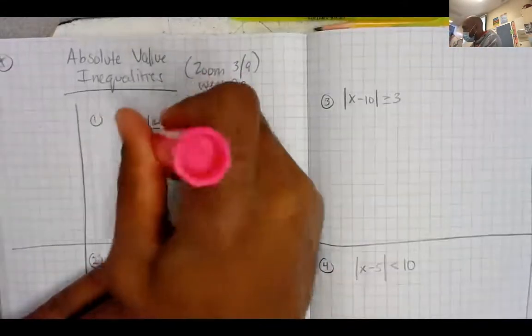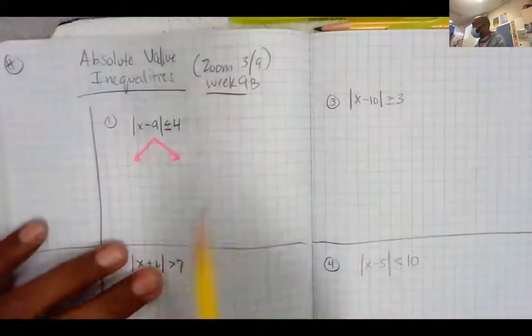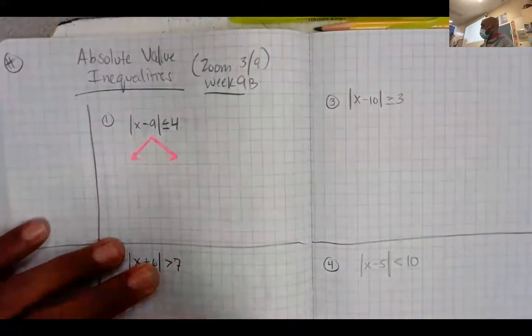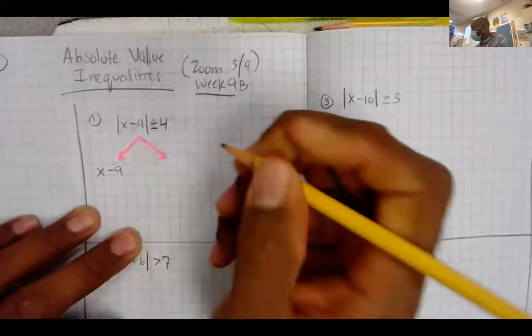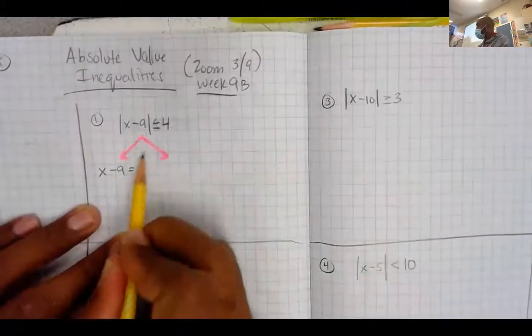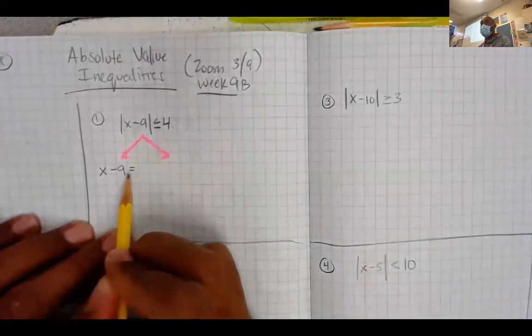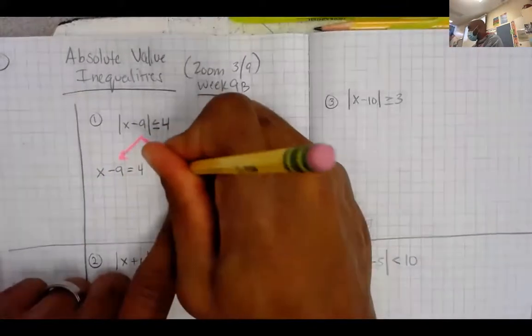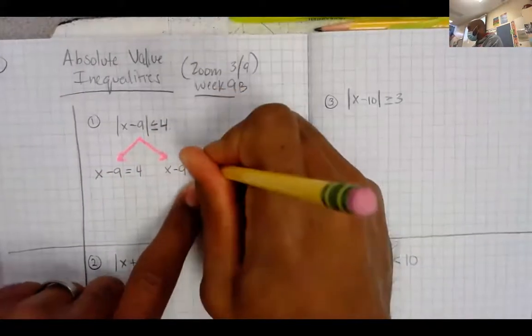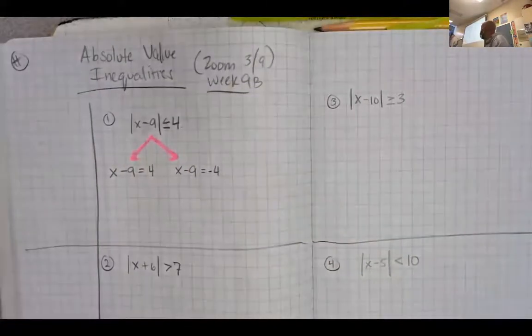Okay, so we're going to split these into two. Now, when you split it, you're not going to write the inequality. You're only going to write the equation. So instead of writing less than or equal, we're just going to write equal to, and then 4. And then remember the second equation is the same thing, but we just changed that second number to a negative.